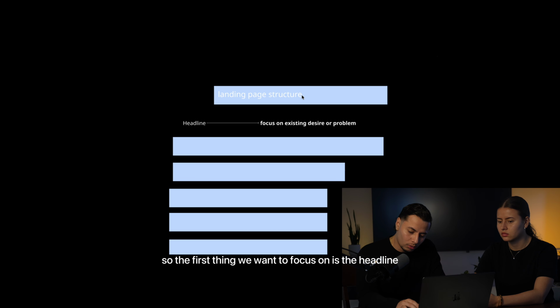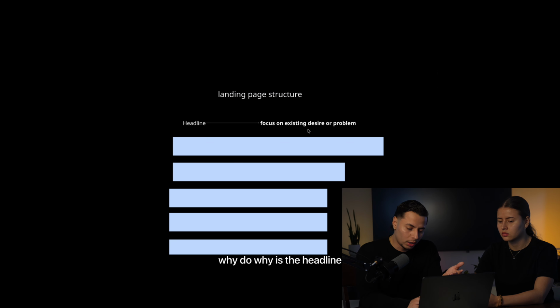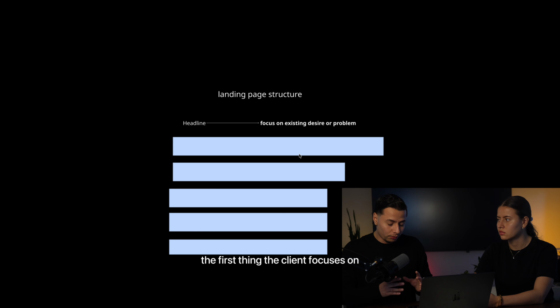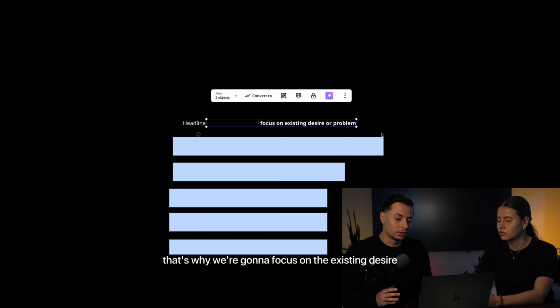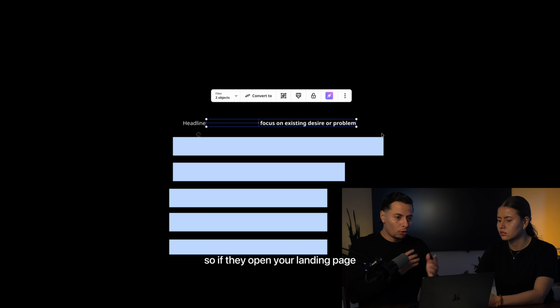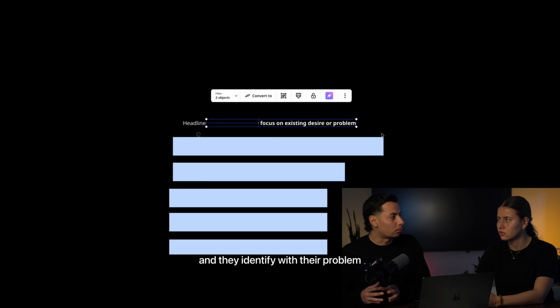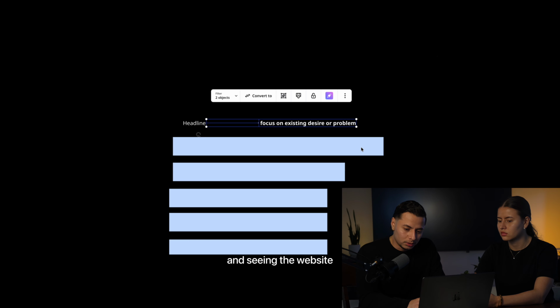The first thing we want to focus on is the headline. Why is the headline the most important part of the landing page? Because that's literally the first thing the client focuses on. That's why we focus on the existing desire or problem. If they open your landing page and identify with their problem, they're going to be incentivized to continue on and see the website.